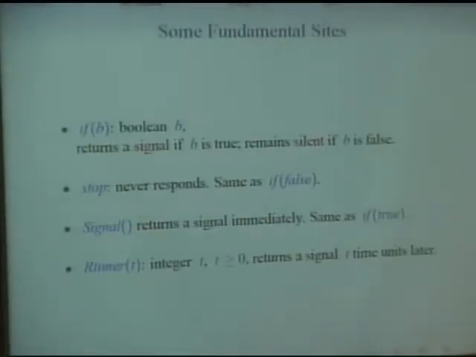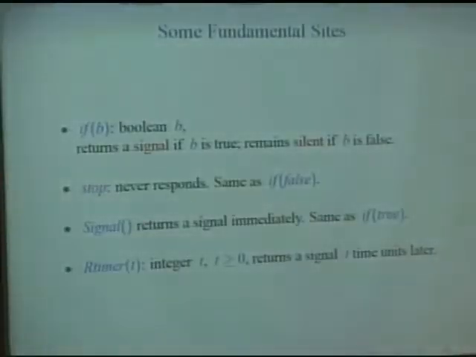So all I require from the rest of the world is that you provide me with 2 or 3 services. One is this service, if, and the input to that is a Boolean, B, and it returns something called a signal if B is true, and it remains silent if B is false. A signal is a unitary piece of data. It has no value in it. It just comes. Silent means it never responds. So if you call the if site and give it true, then you will immediately get a signal. If you call it with false, you will never receive a value.